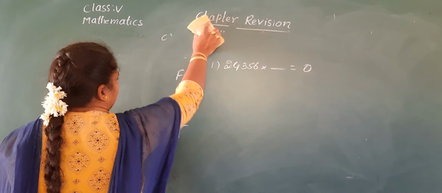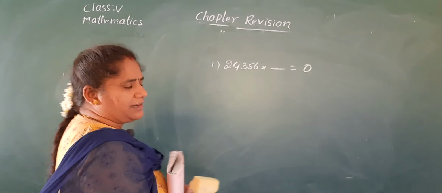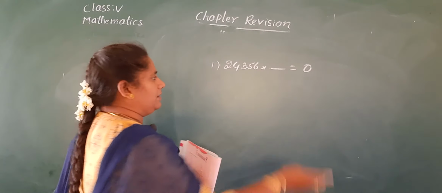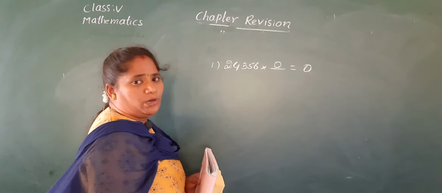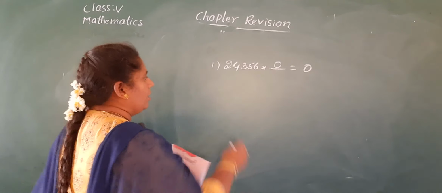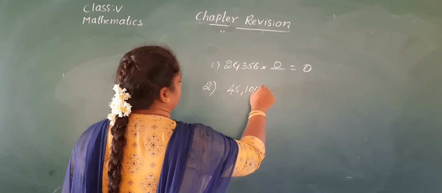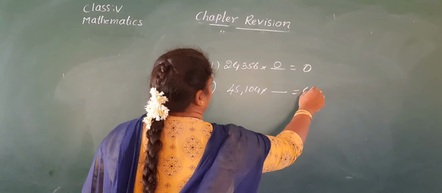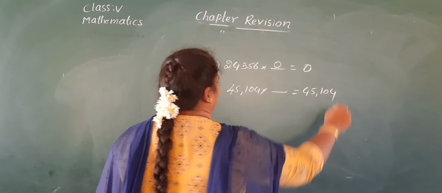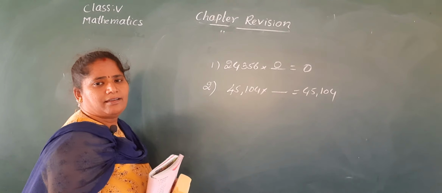24,356 into dash gives 0 as the product. Yes, very good. If you multiply by 0, then only we can get 0. Okay, my next question is, to get the same number, you multiply by 1.